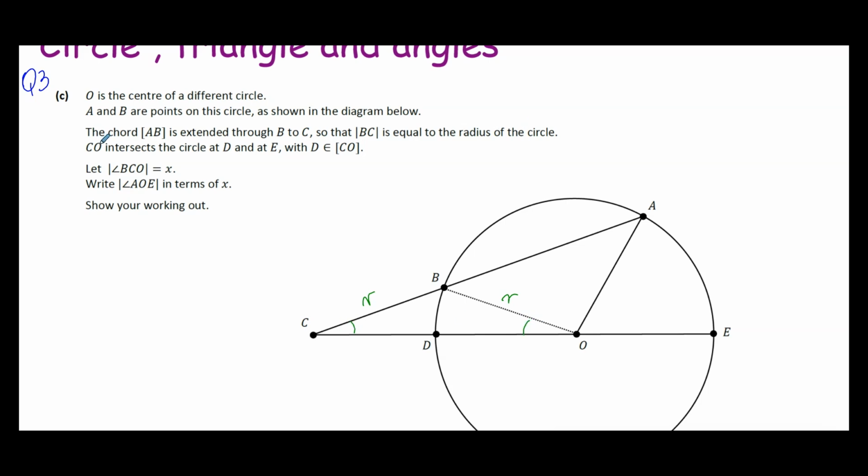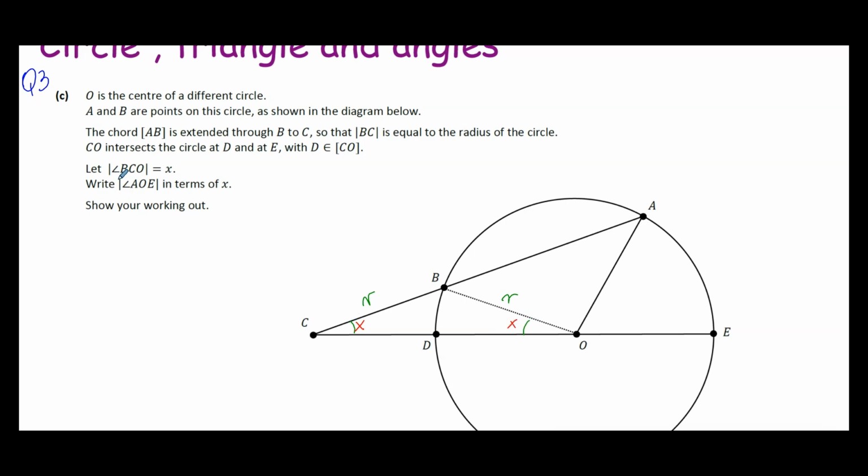Okay. CO intersects the circle at D, so that's where we can see that, and at E, and here. And then D belongs to the line CO. Yes, we can see that. And then they are saying let angle BCO, so this angle, let this angle equal X. That means this angle is X.